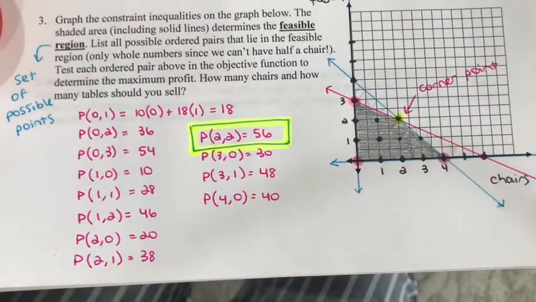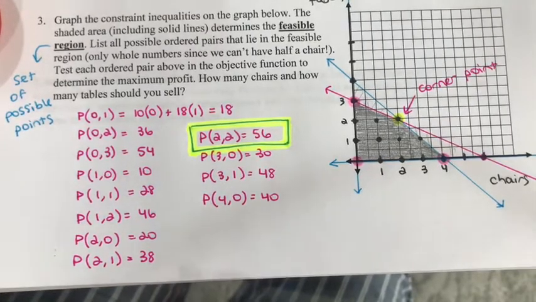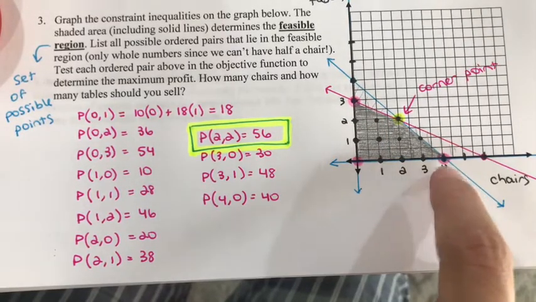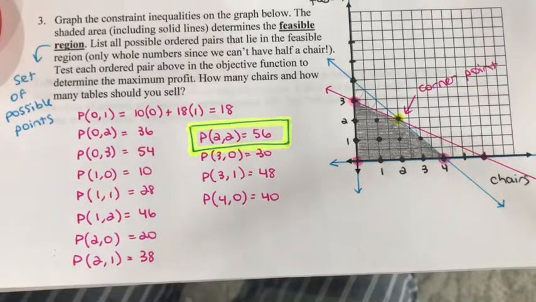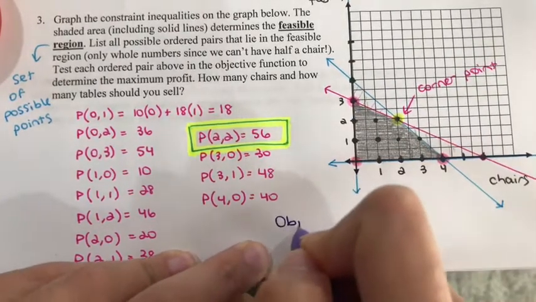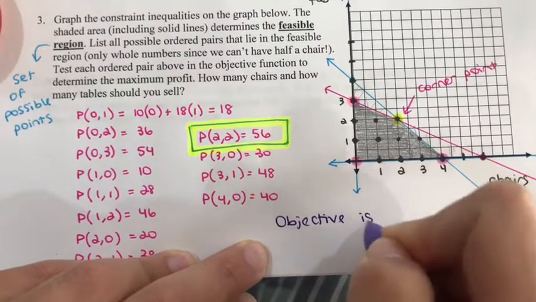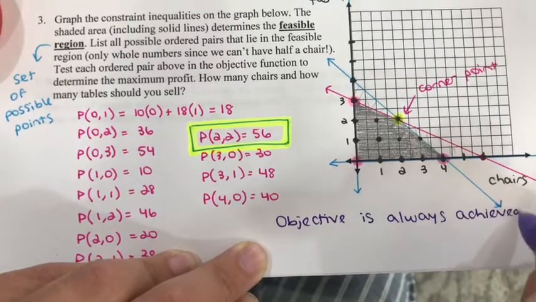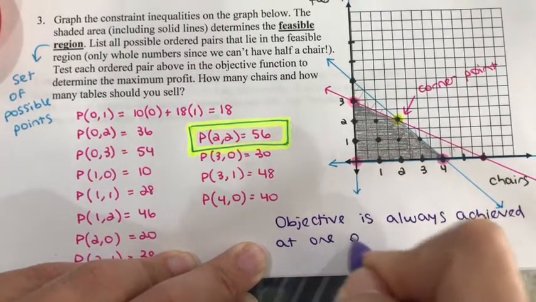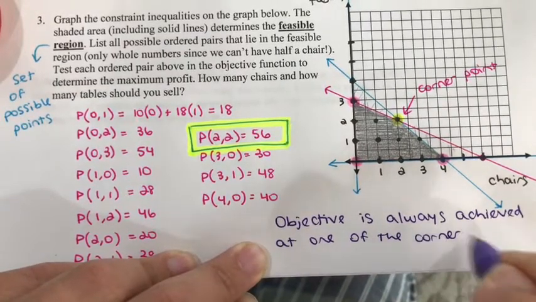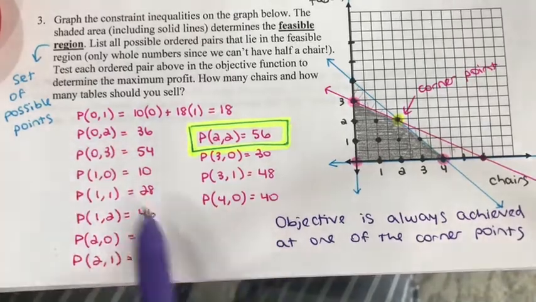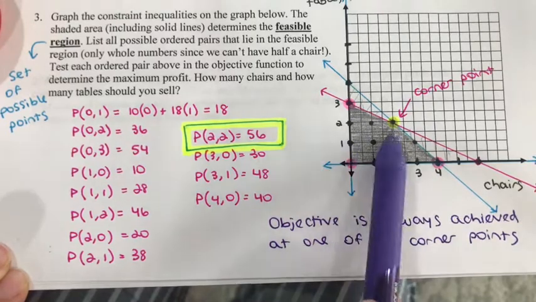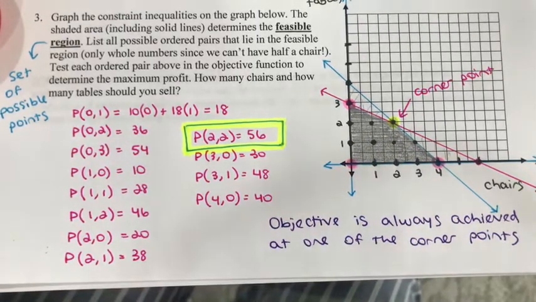So there's a video that I'm going to post in Google Classroom that shows the reason why the corner points are always what you're looking for. So if we've got our objective function here, the objective is always achieved at one of the corner points. So technically we didn't have to test all 13 of these. We only needed to test these 4 coordinates. And moving forward, that's all we're going to have to do.